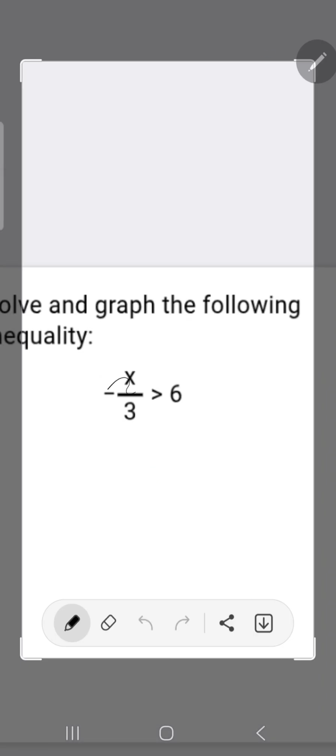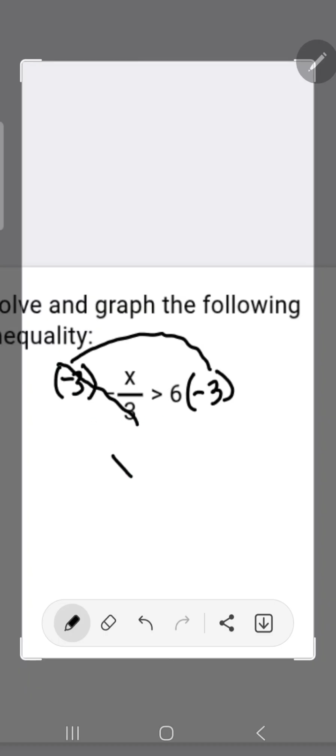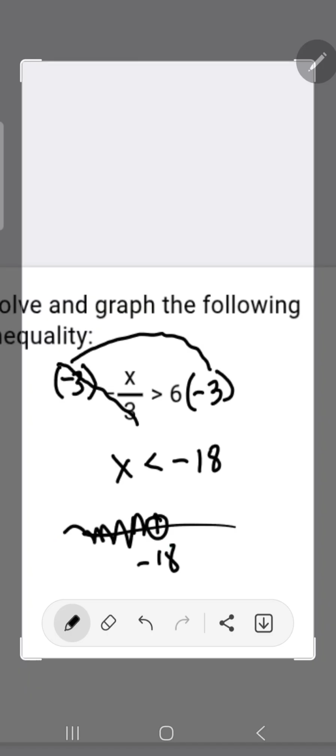In our last two problems, we have a negative sign out in front of our x divided by 3. We do need to cancel that negative sign. So we are going to multiply by 3 to get rid of the 3, and we also have to multiply by a negative to cancel that negative. So we're going to be multiplying by negative 3 on both sides. And just like when you're dividing by a negative number, if we are multiplying by a negative number on both sides, we have to flip that symbol around. So this symbol that is greater than becomes less than. And on this side is 6 times negative 3, negative 18. That's going to be an open circle on negative 18, and the arrow is pointing left for less than.